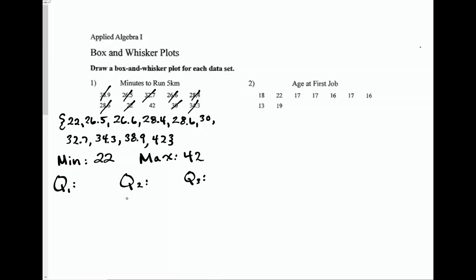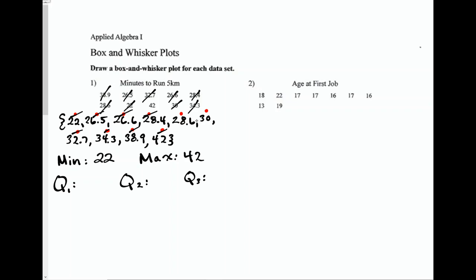Now, my Q2 is my median. So let's see how many data values I have. 3, 4, 5, 6, 7, 8, 9, 10. Because I have an even number of values, I'm going to cross off from left to right over and over until I get the 2 numbers left. Okay? Because there's an even number of values, I'm going to get 2 values in the middle that I need to take the average of.